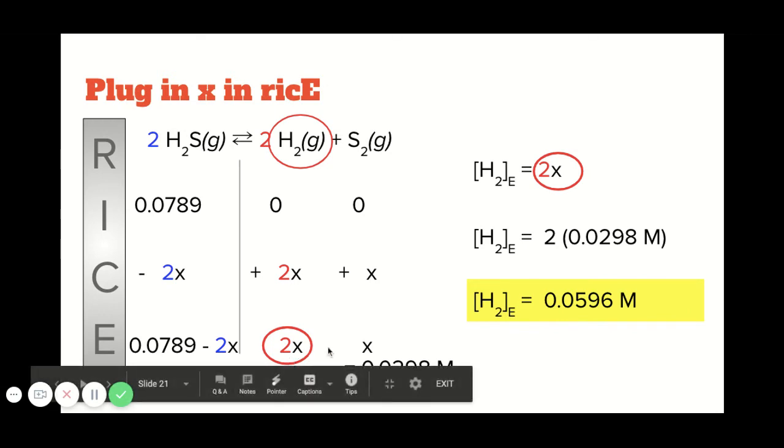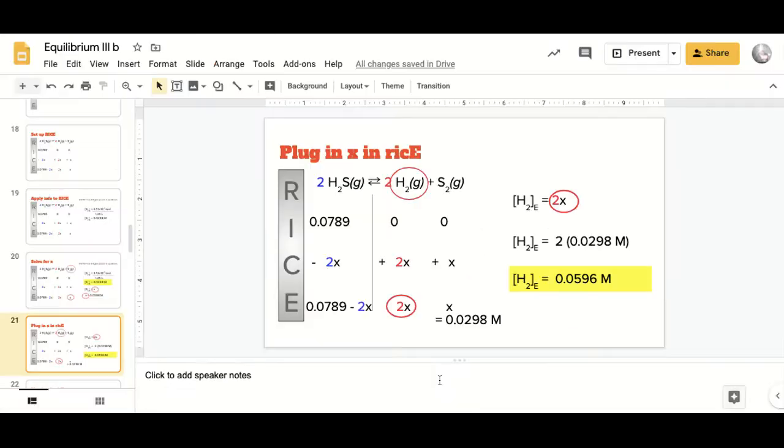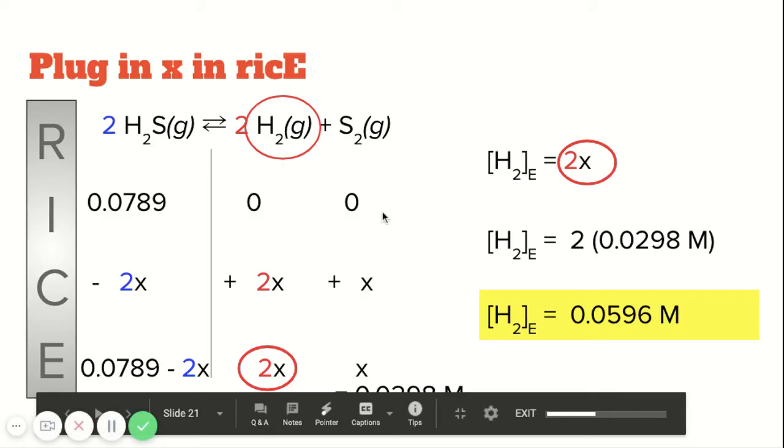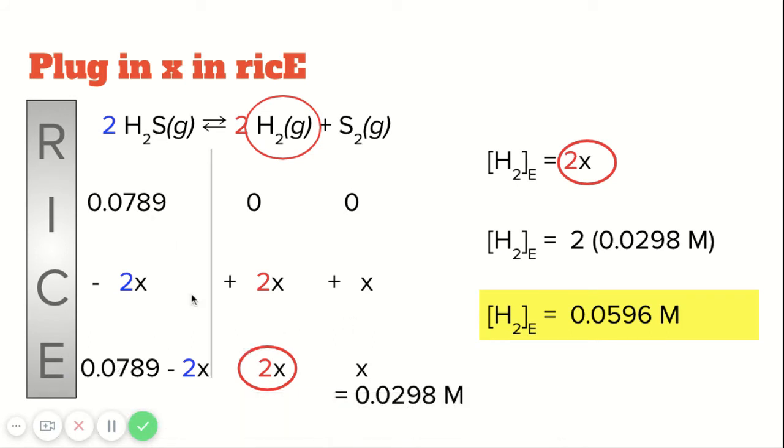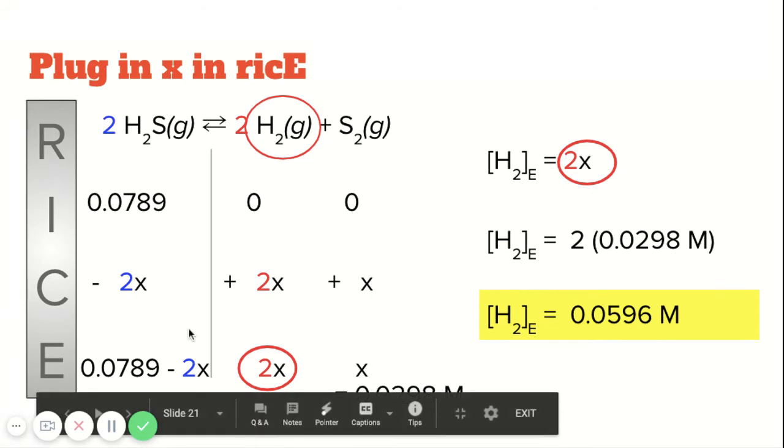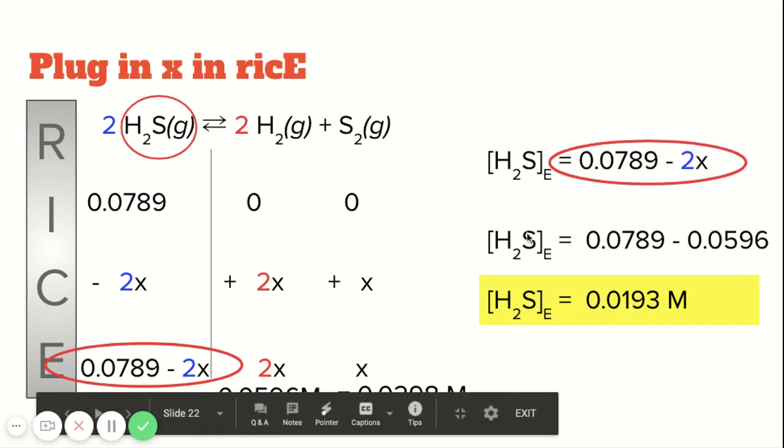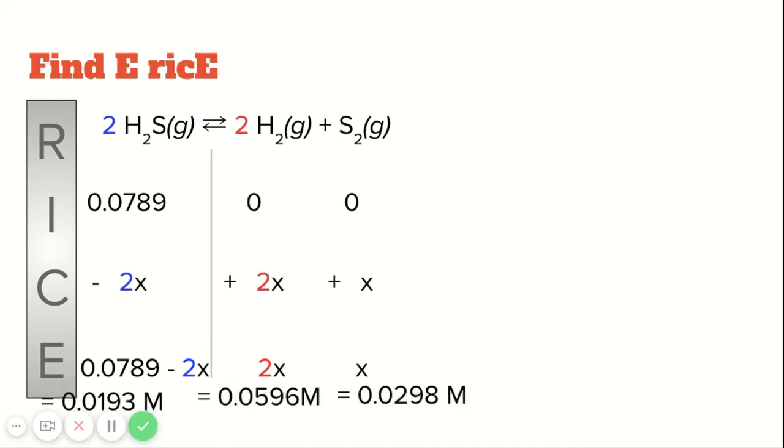H2S. Then I'm going to use that concentration to find the equilibrium constant of H2S. Okay, let's do this. 0.0789 minus 2x is 0.0193 molar. So now I have all three equilibrium conditions.